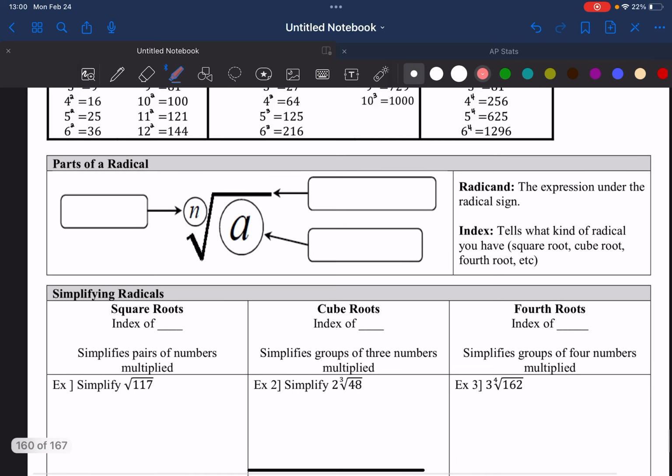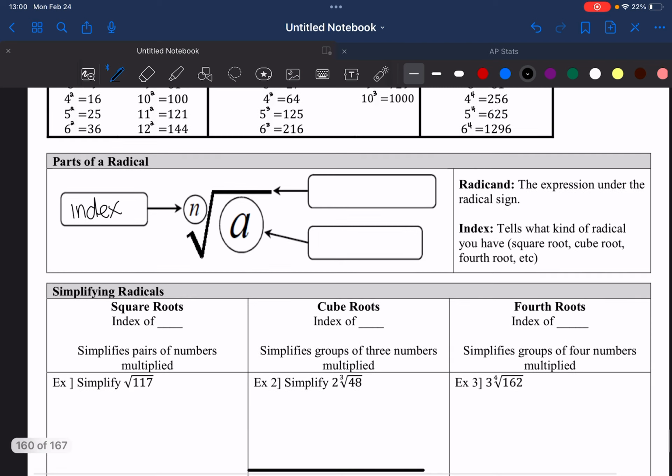Okay. Parts of a radical. So first we have the index. And the index tells us what kind of radical it is. So it's that little number above the radical sign. So if this was a 2, then it would be a square root. If it was a 3, it would be a cube root, so on and so forth.